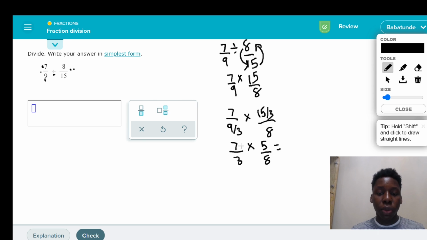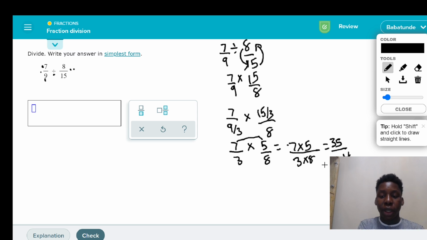The next step is to multiply whatever's at the top, and whatever's at the bottom. So we say 7 times 5 over 3 times 8. 7 times 5 equals 35, and 3 times 8 is 24, so 35 over 24. Based on what we've done before, we know there's nothing common between 35 and 24, so this is the simplest form it can be in. So the answer is 35 over 24.